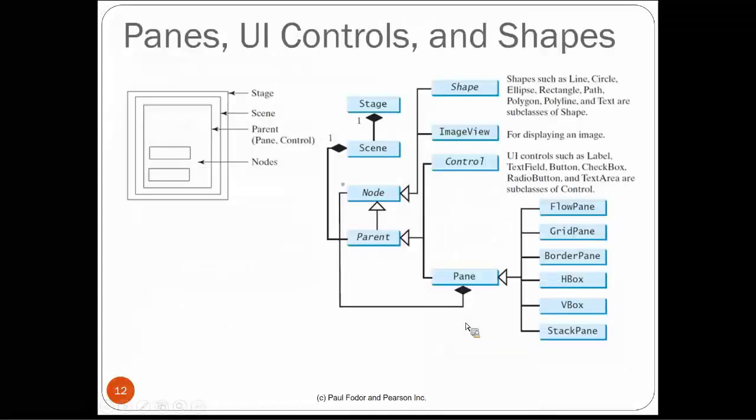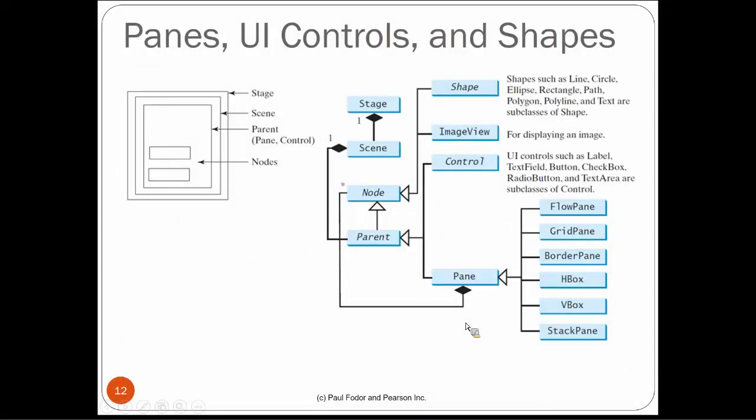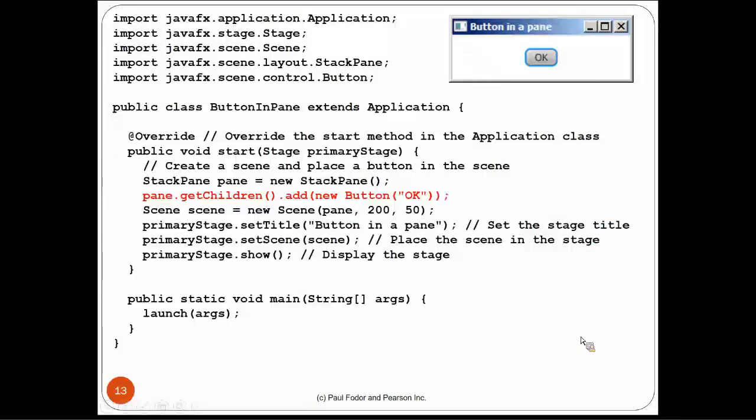So as we said, there are multiple types of scenes. And the scenes could contain multiple types of panes. These panes are flow pane, grid pane, border pane, HBox, VBox, and stack pane. The flow pane is the easiest. A flow pane or a stack pane would add all the elements in the middle of the pane, no matter how many elements we add.